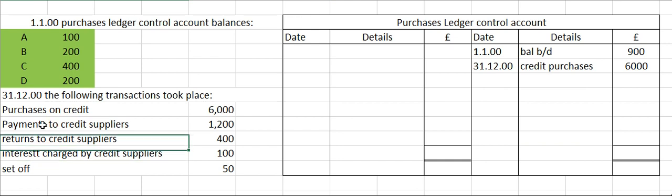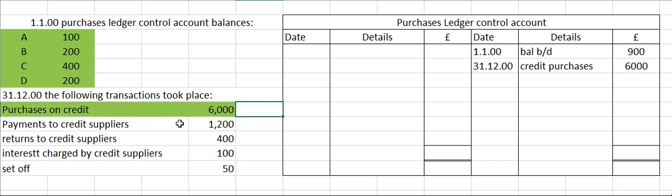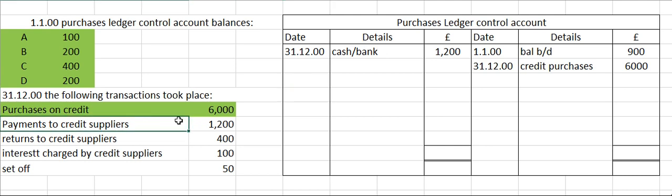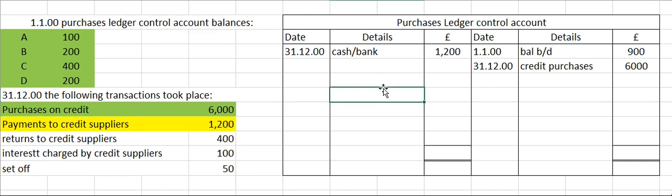Fine. Now let's move into the second one, which is payment to the credit suppliers. When we make a payment, we credit the cash or bank and we debit the purchaser's ledger control account. So the entry goes as end of year 31st/12/2000, details as cash or bank because we do not know whether the payment is made by cash or bank. So it's better to write cash or bank, and then you write the amount, which is 1,200.